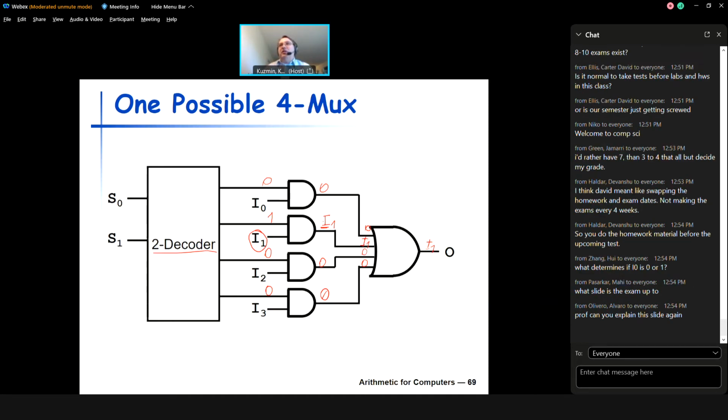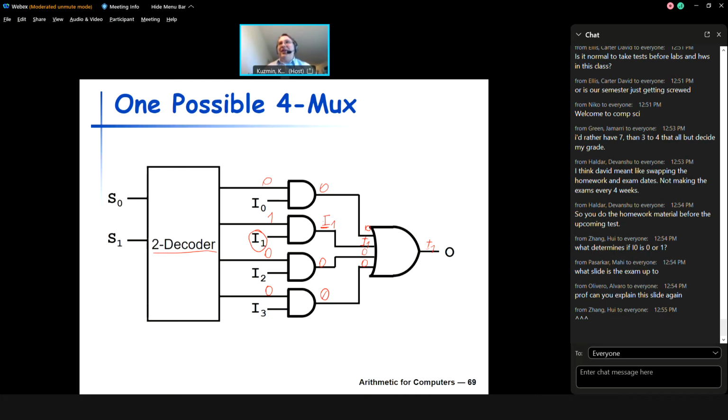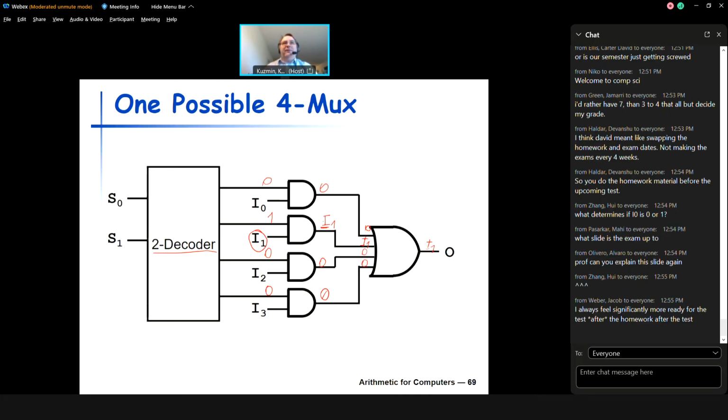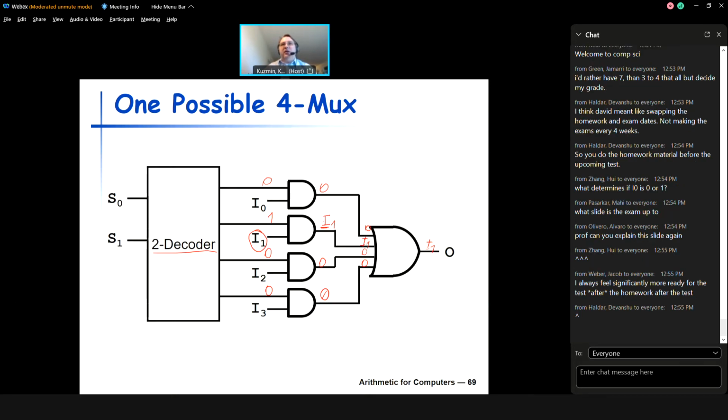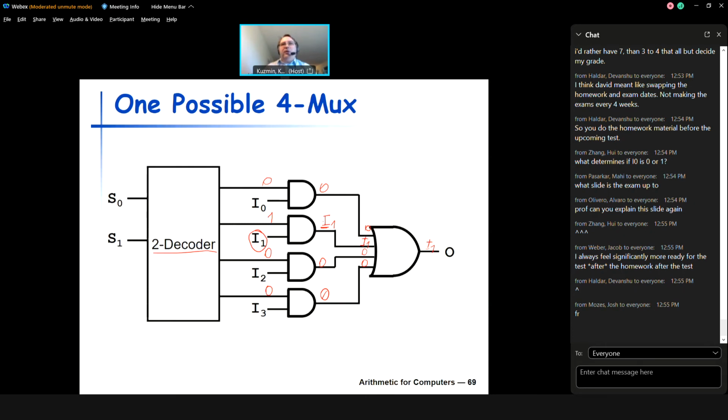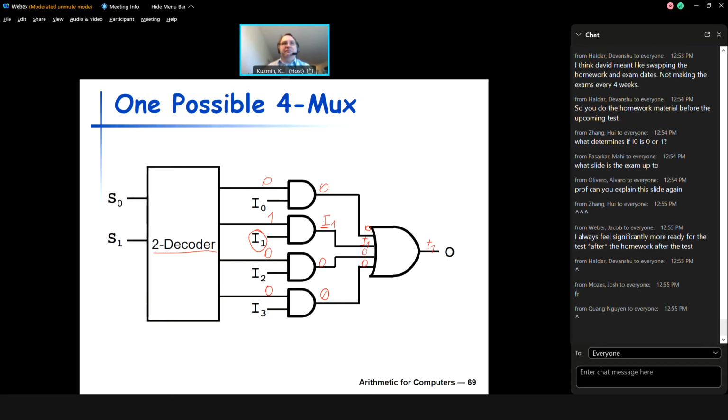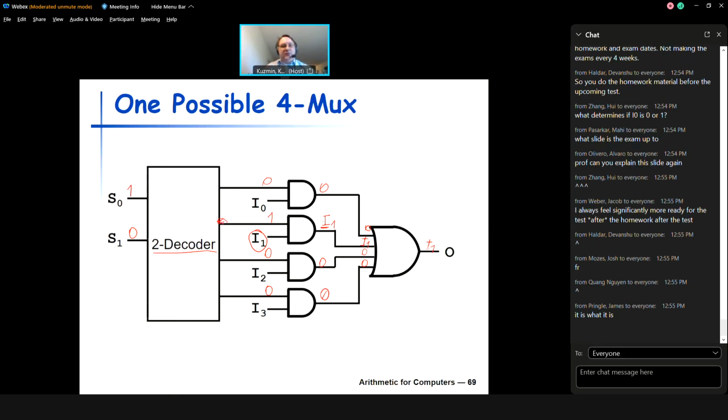All right. So this slide, explain it again. Sure. So the decoder would have exactly one output activated out of the 4 outputs. It's a decoder, therefore, if S0 is 1, S1 is 0, okay? That means that this output here will be 1, and all other outputs would be zeros.